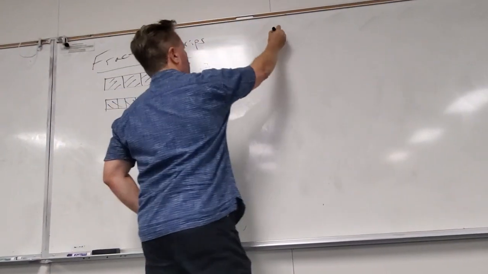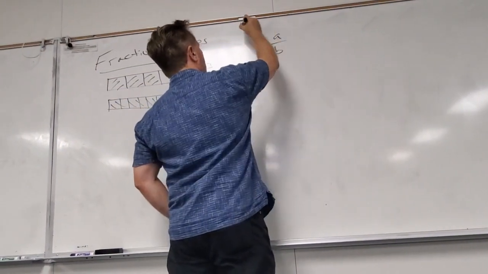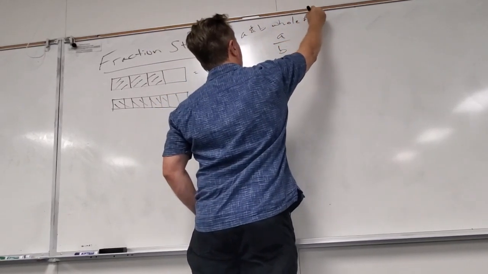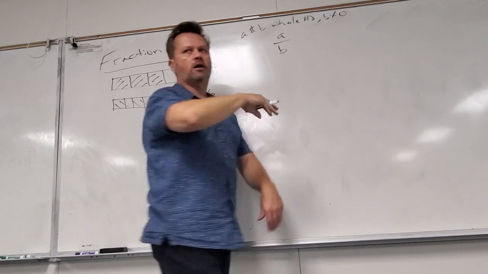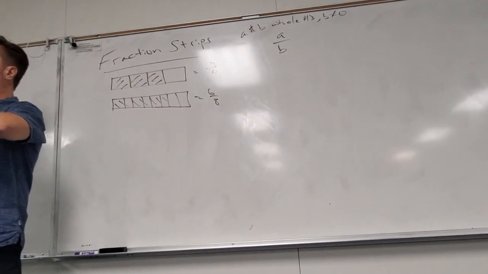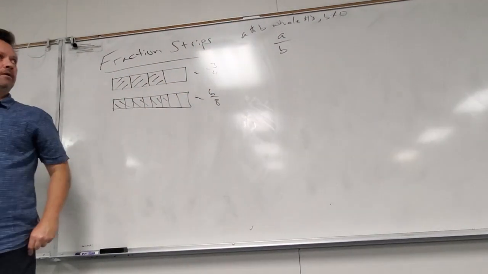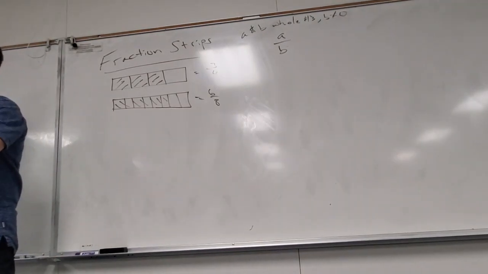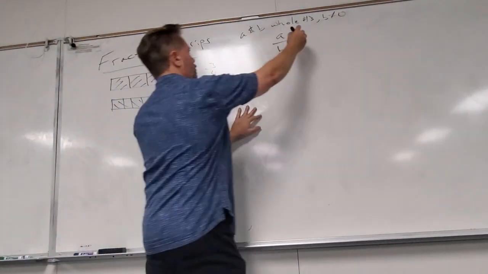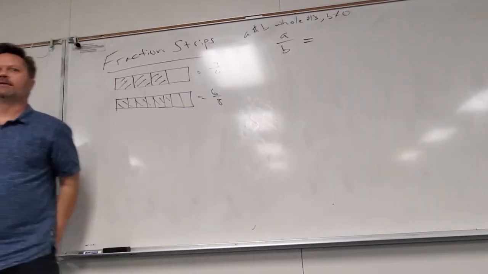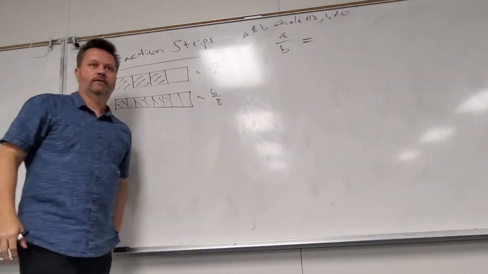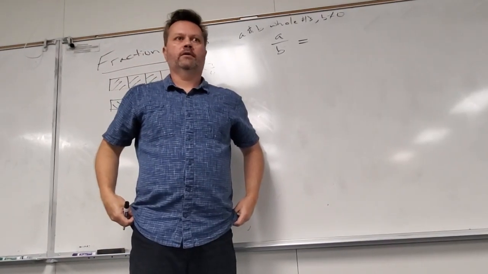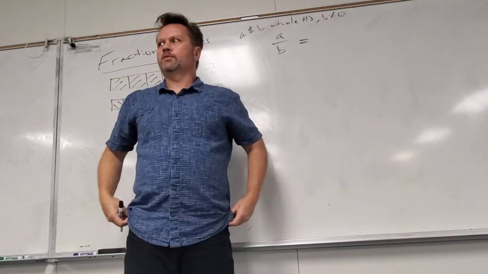Any fraction a over b, where a and b are whole numbers, b not equal to 0. Okay, so it's always in the background whenever I write a over b. They're whole numbers and b's not 0. How do you generally create an equivalent fraction? What do you do? How would you create an equivalent fraction? Yeah. You could multiply the top and the bottom to make a new fraction. Totally. By what? Multiply by what?